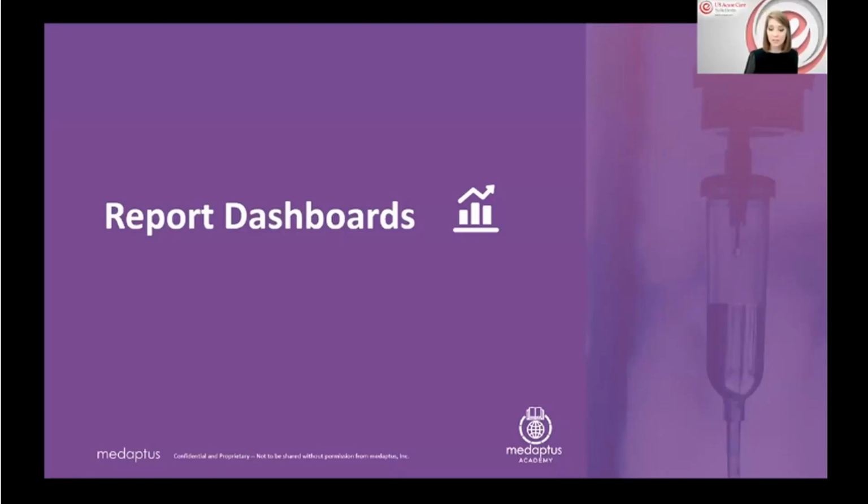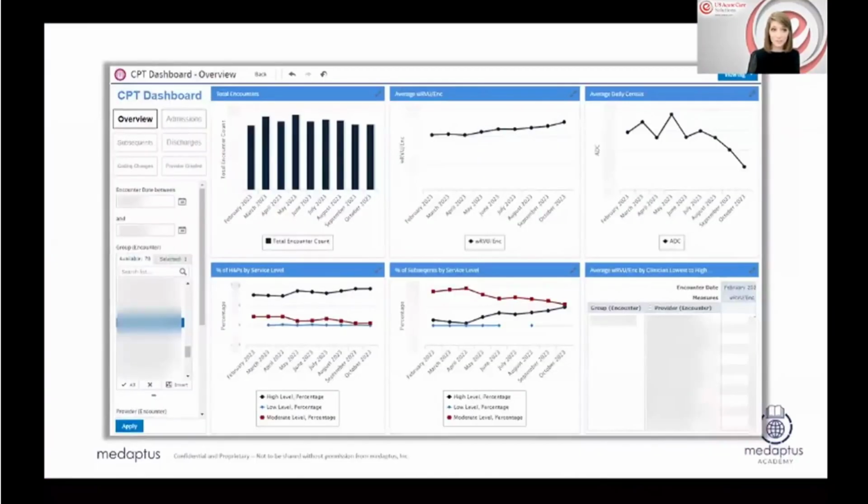Again, to target our efforts and do so effectively, one way is through some report dashboards. So there's several that we created. We have 6 main dashboards that we have camped within Medaptus to really overview, again, where are we on documentation? Where are we on our billing? Where are we on our processes?